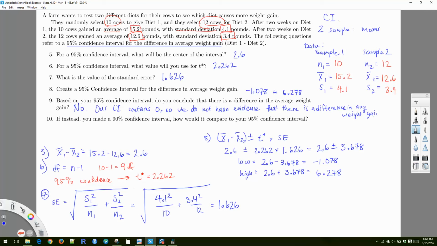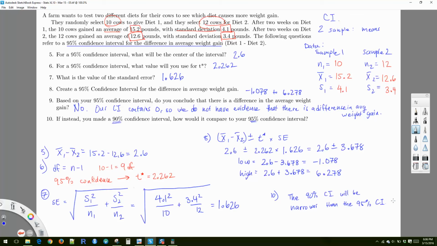Okay, and then as far as number 10 goes, if we made a 90% confidence interval rather than a 95% confidence interval, what happens? The 90% confidence interval will be narrower than the 95% confidence interval.